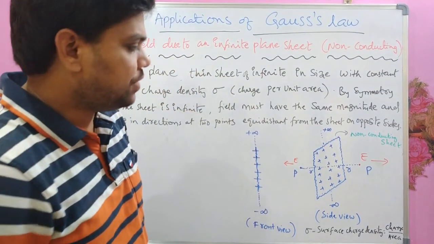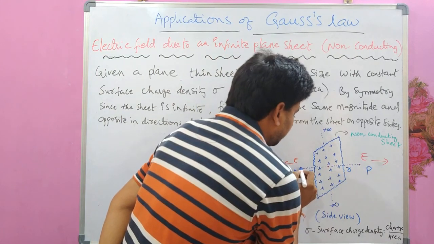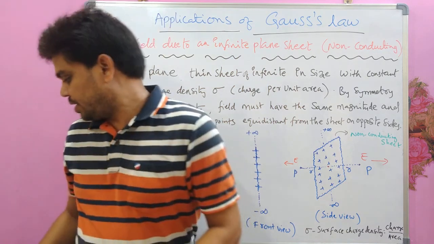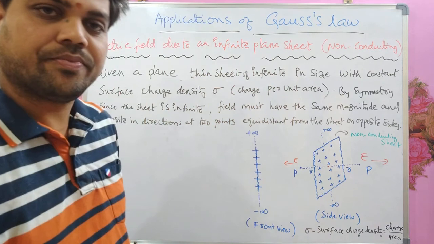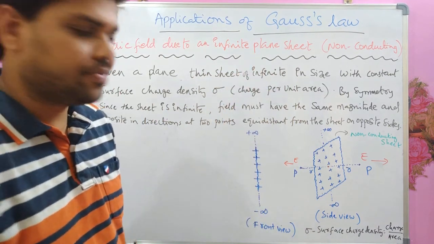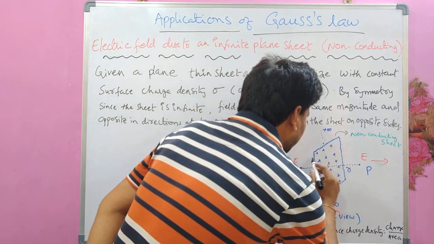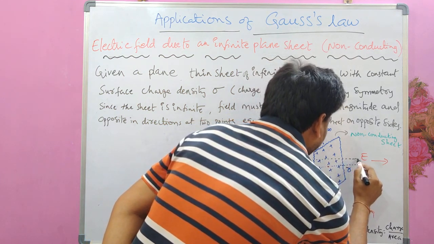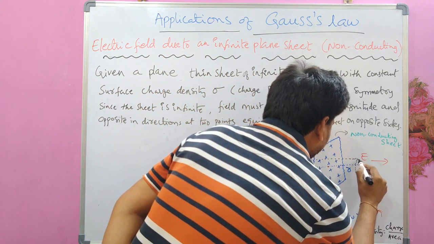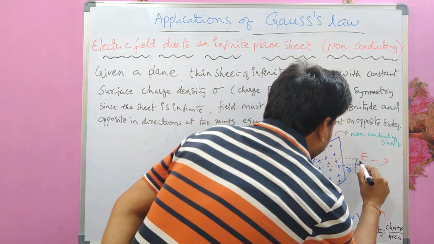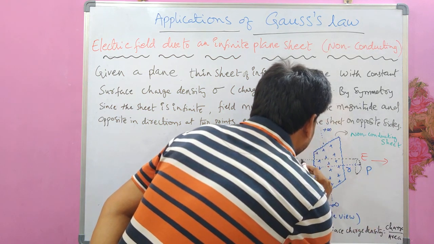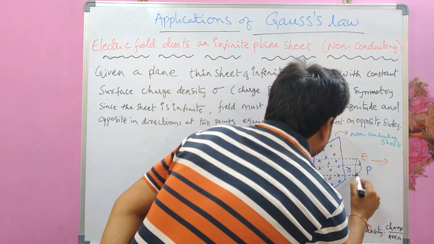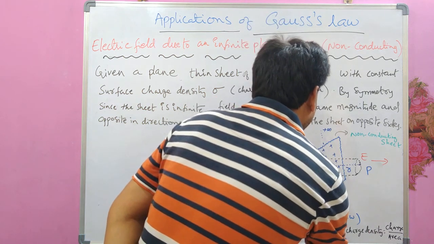Now, how to find the electric field at this particular point or at this particular point, with the same magnitude? For this, I am going to draw a Gaussian surface, because we are using Gauss's law here. I am going to draw a Gaussian surface which must pass through the point. My Gaussian surface is in cylindrical shape of any arbitrary length L.